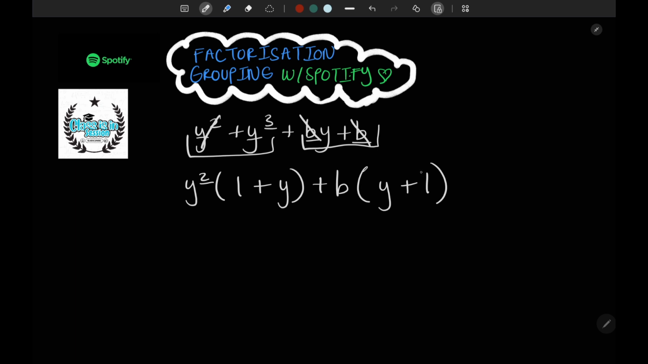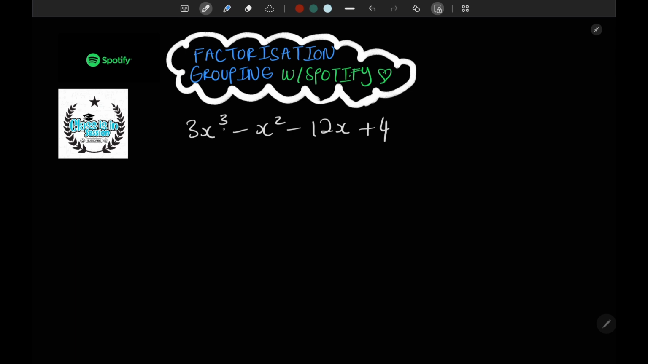And I told you guys that addition is commutative. So you can just rewrite this. Actually, let's put the variable first, because it looks more familiar that way. Y plus 1, and in the second bracket, write what's outside the brackets. Y squared plus b.